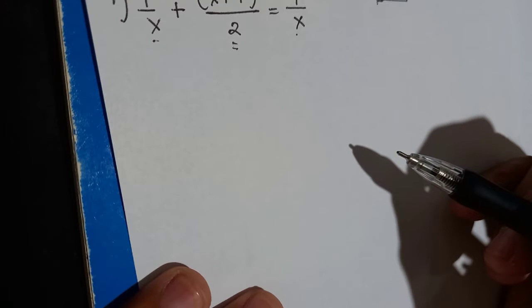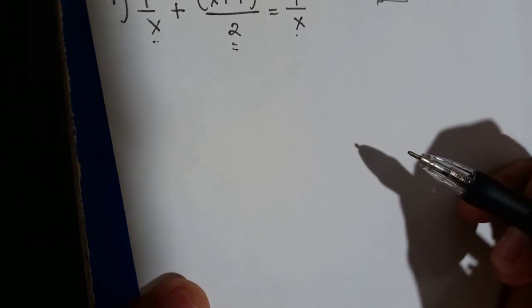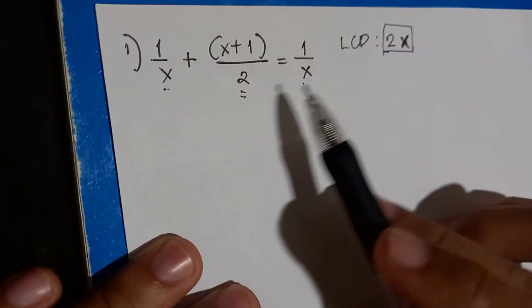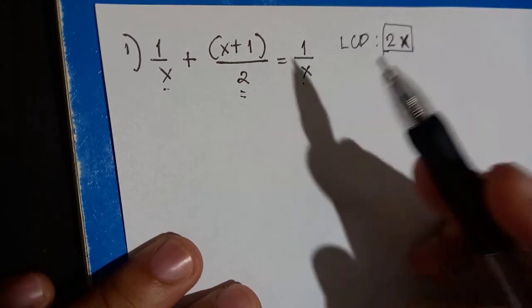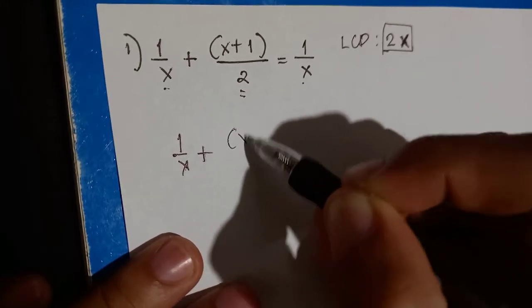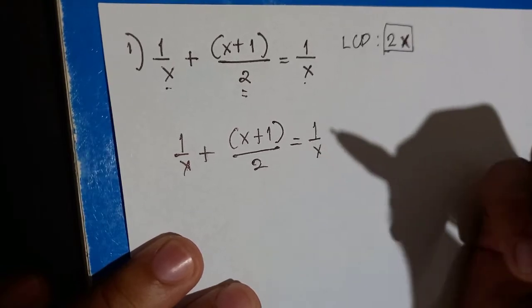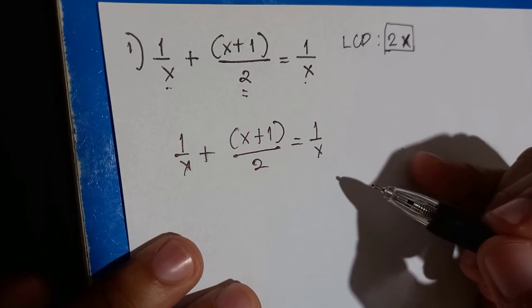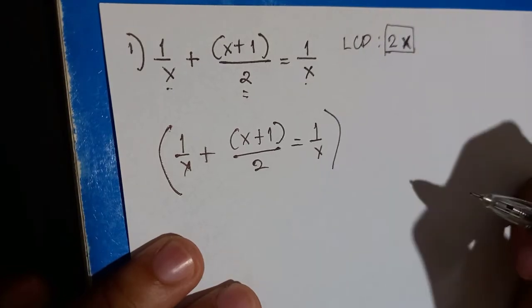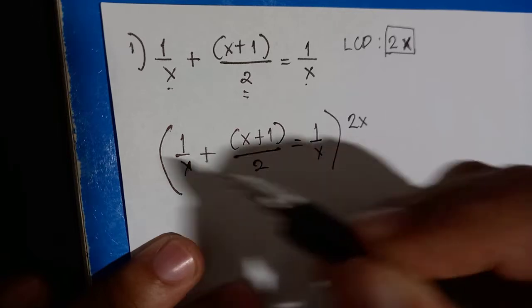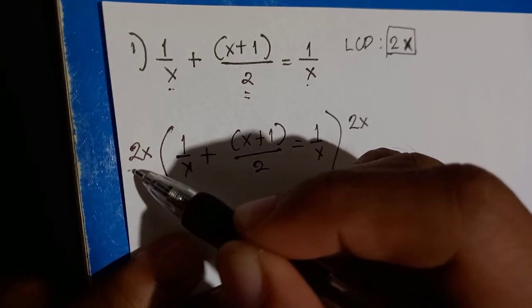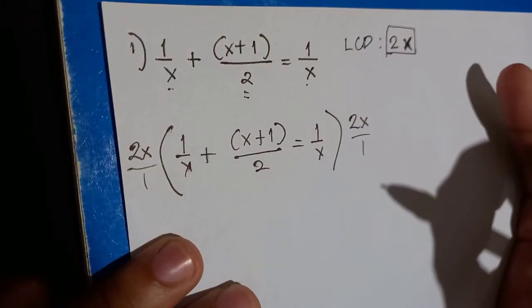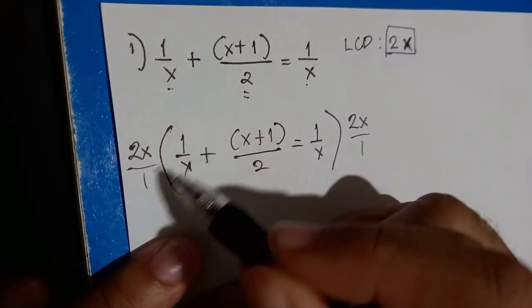Next, multiply our LCD 2x to both sides of the given equation to transform the rational equation to a quadratic equation in simplest form. By simplifying this rational equation, we are transforming it into a quadratic equation. To transform it, first copy the given: 1 plus x plus 1 over 2 equals 1 over x. Multiply the LCD to both sides, in parentheses, 2x on both sides. A whole number will always have a denominator of 1, an imaginary 1. Then multiply directly, numerator to numerator, denominator to denominator.